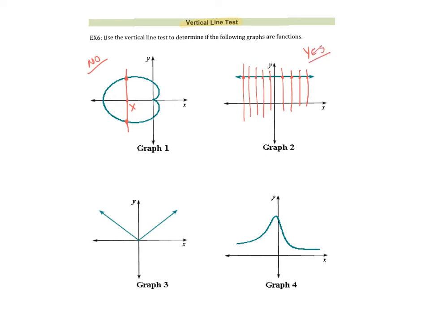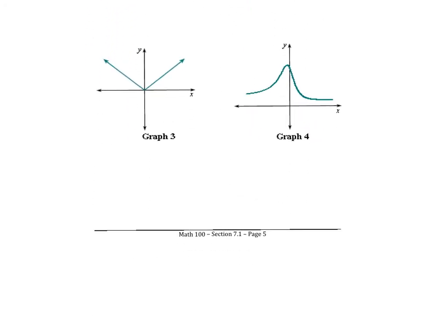In graph 3, this is a function. No matter where I draw a vertical line, it passes through at most one point. So yes, this is a function. And then in graph 4, also a function. Doesn't matter where I draw my vertical line, it passes through at most one point.